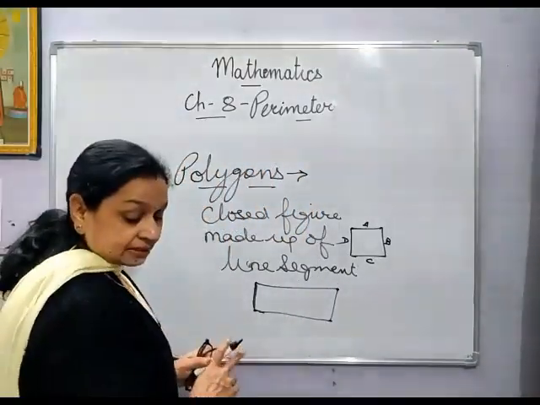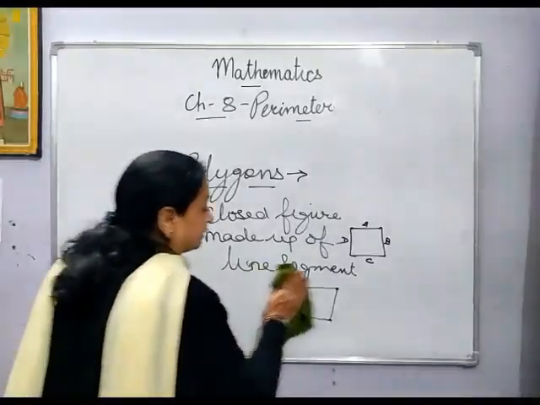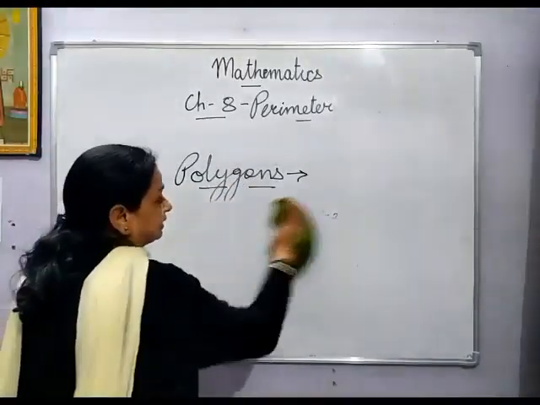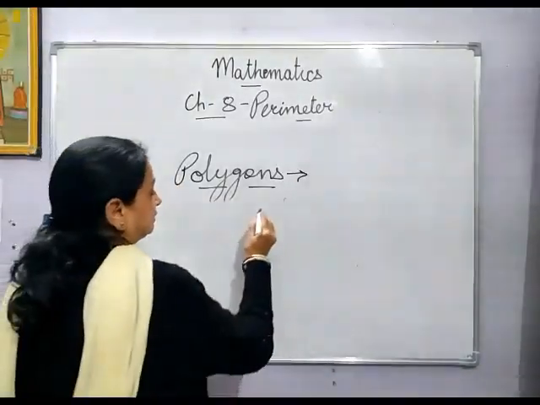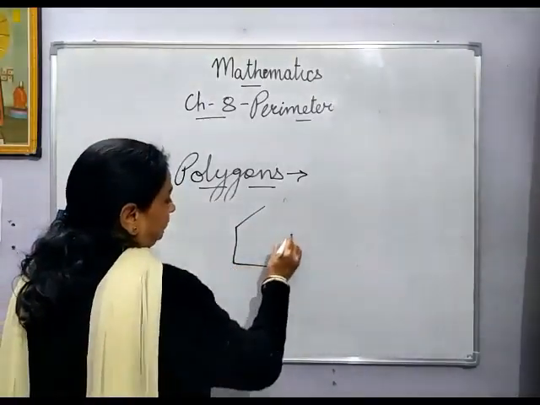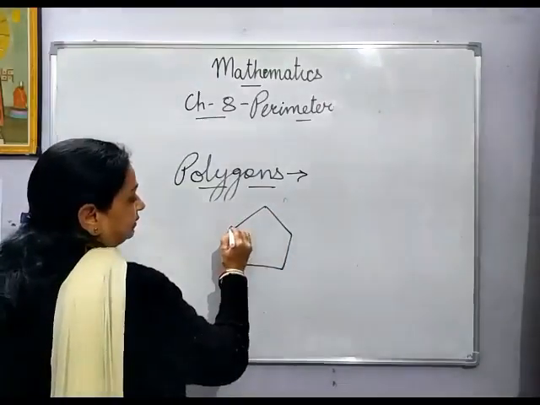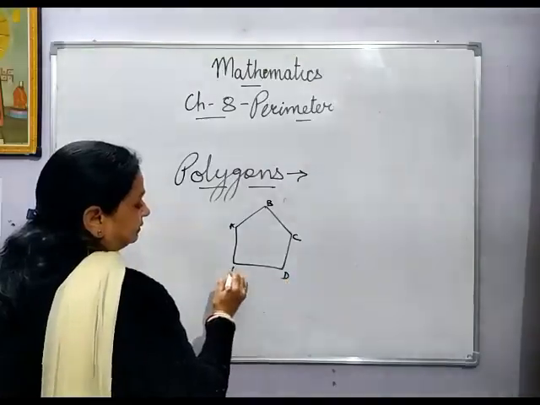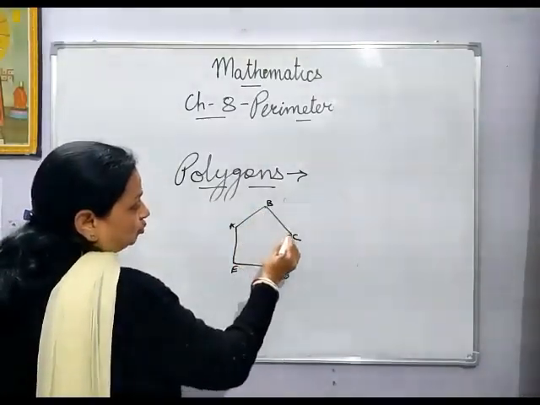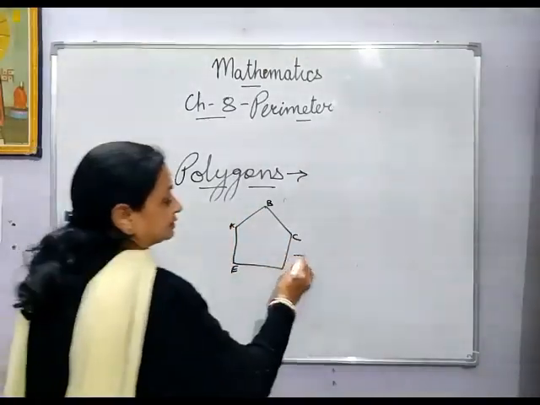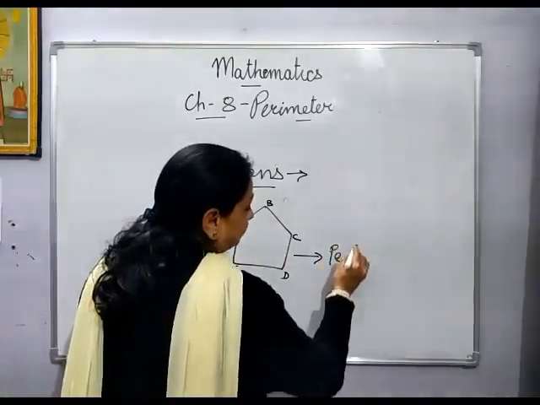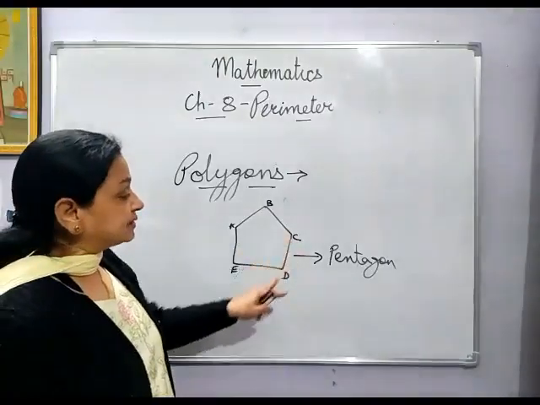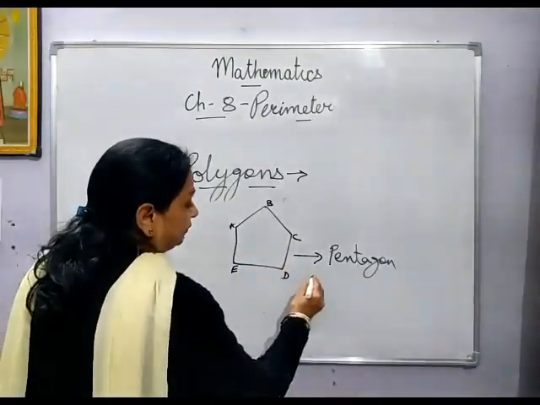It doesn't mean that they can only be a square, rectangle or triangle. They can have as many sides. Suppose I take this. How many sides are there? If I mark them like this, 1, 2, 3, 4, 5. So this is a pentagon. Similarly, hexagon.